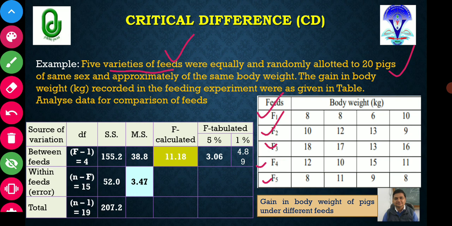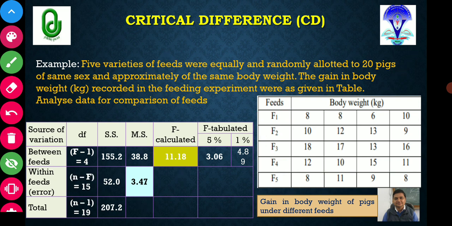To know that, we have to calculate the CD value. So this is your ANOVA table. You see here the calculated F value was 11.18, which is greater than the tabulated value at 5% and 1% level of significance. And this is the error variance, because we have to use the value of error variance. That is why I have highlighted it. It is the mean sum of square due to error, 3.47. And one more thing, we have to see the error degree of freedom. It is 15.